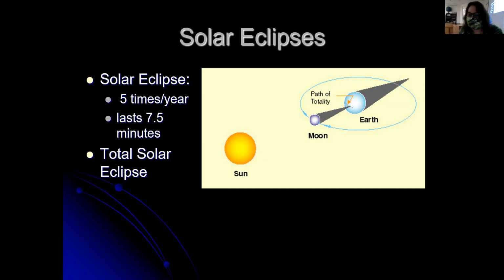So solar eclipses, you guys, Lakin and Scotland, you can stay here if you want. Well, Scotland disappeared. But you don't have to. So the solar eclipse happens about 5 times a year. We don't always see it. It is not always visible from North America. In fact, the next one from North America isn't until, I believe, 2024. It's supposed to be a huge one. So I'm excited for that. But they only last 7.5 minutes.